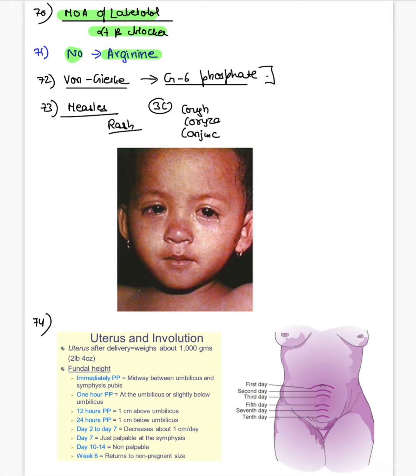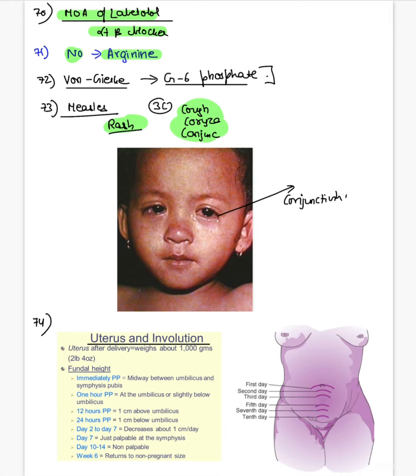Then they gave you a measles rash, guys. If you look at the image, can you see the conjunctivitis, guys? This is the key point for how you need to identify it in the exam. Measles shows the presence of 3 C's, that is cough, coryza and conjunctivitis. So you can identify a case of measles.